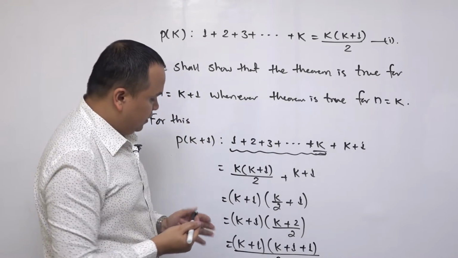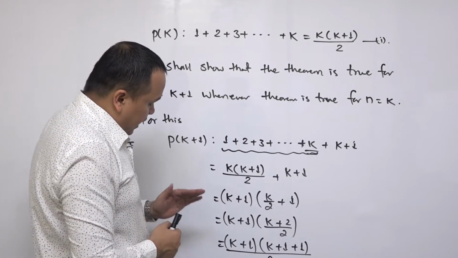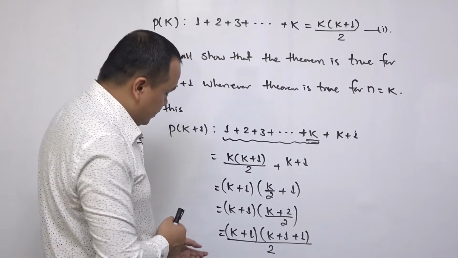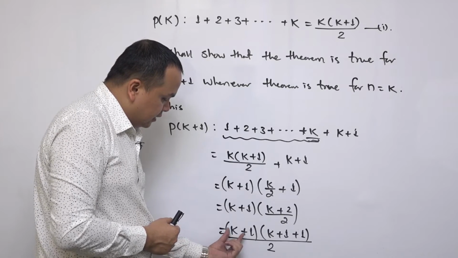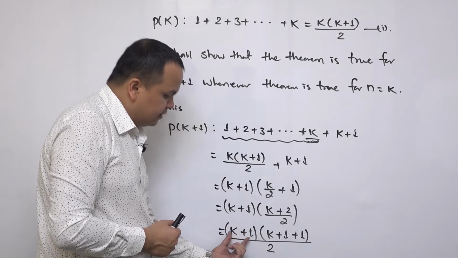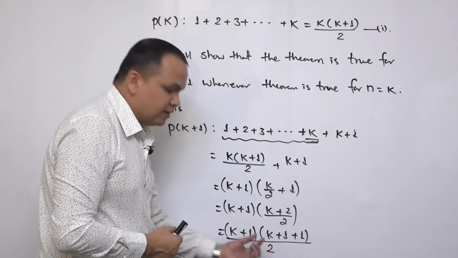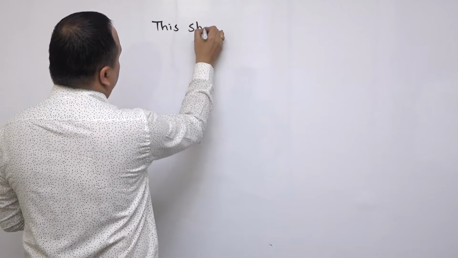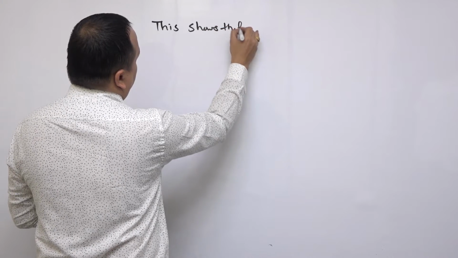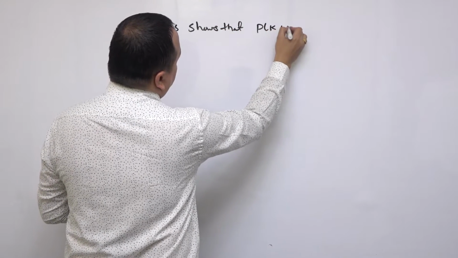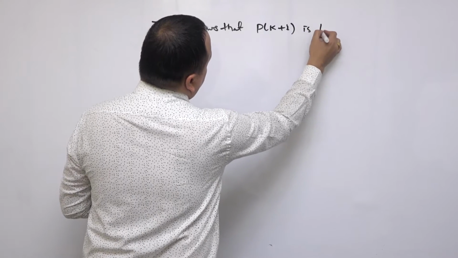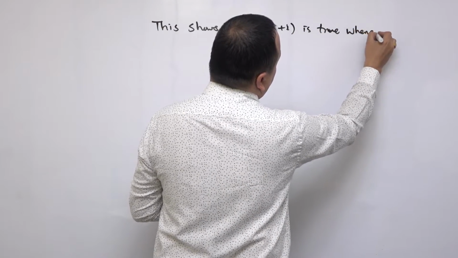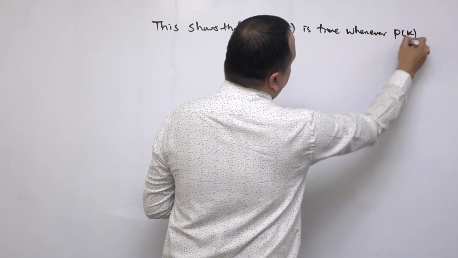If we replace n by k plus 1 in the right hand side of the given statement, then the result is n times n plus 1 by 2. This shows that Pk plus 1 is true whenever Pk is true.